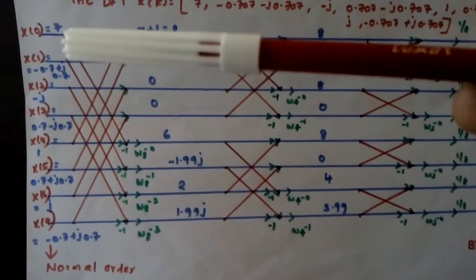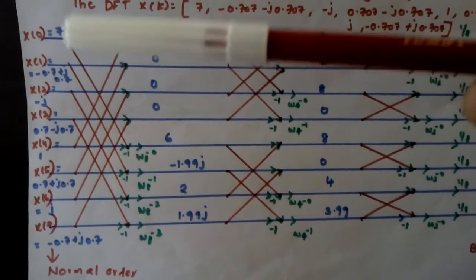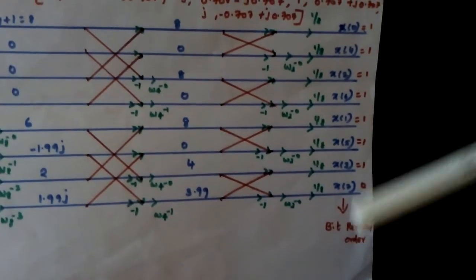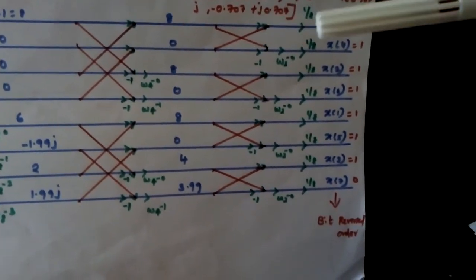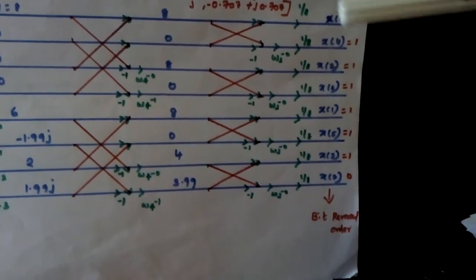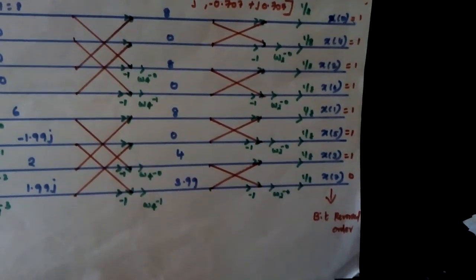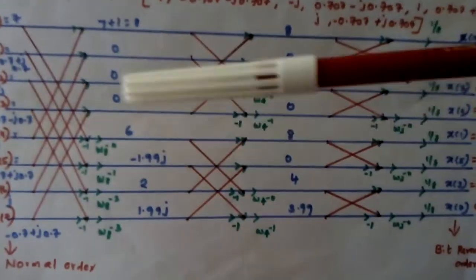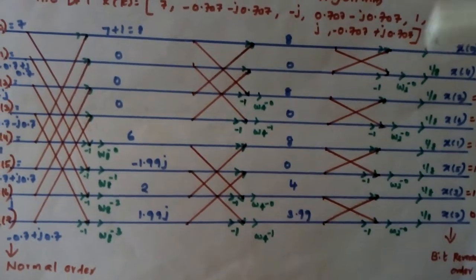That is, capital X of k we have to take. It will be in normal order, so X of 0 to X of 7. The output will be in bit reversed order, but since it is an inverse, we'll get the output as a time domain sequence, that is x of 0 to x of 7, but in bit reversed order. The remaining structure is the same, but here we have to use the twiddle factor with a negative value.